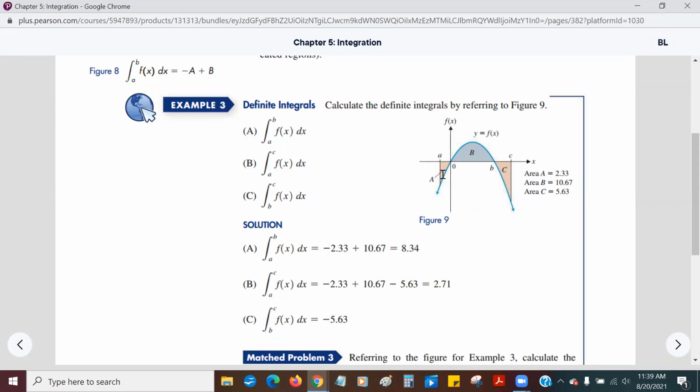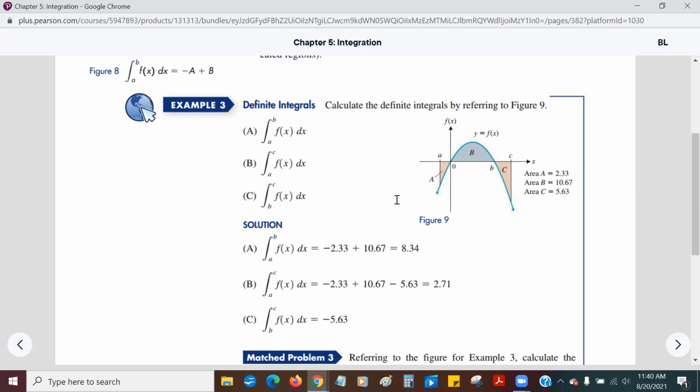since this is under the axis, it's really negative 2.33, and that here is negative, sorry, I was looking at the wrong one. I was looking at B, but it's region C, and that's negative 5.63. So if I want to go from a to b, it's negative 2.33 plus positive 10.67, which gives me a grand total of 8.34.